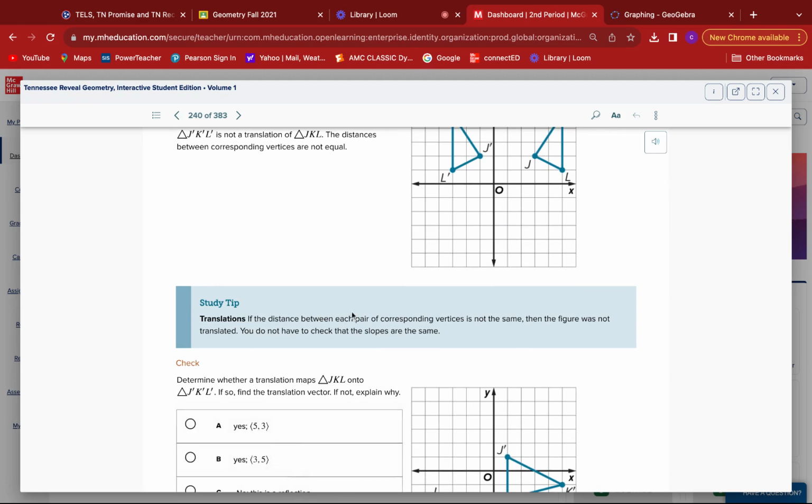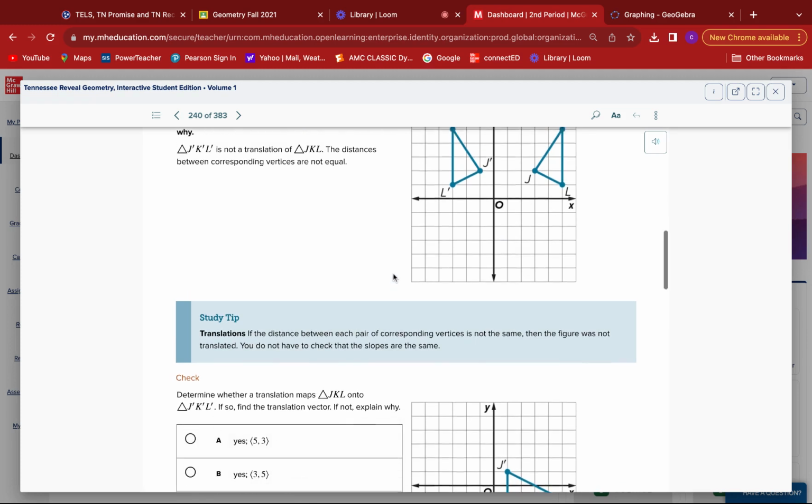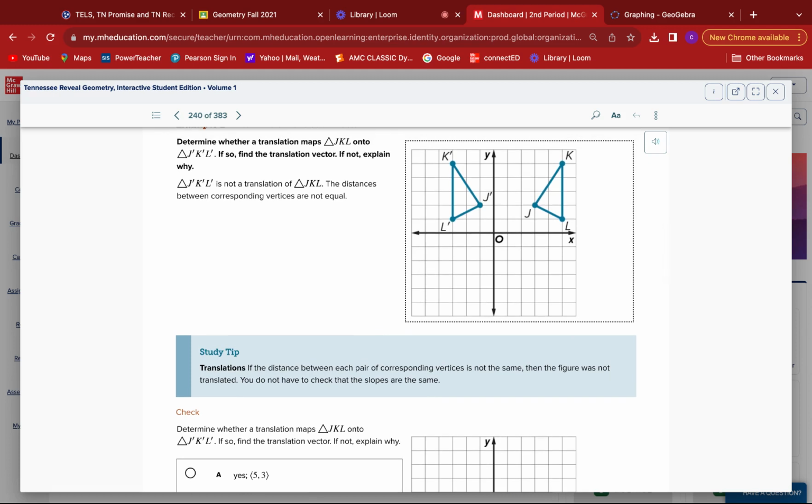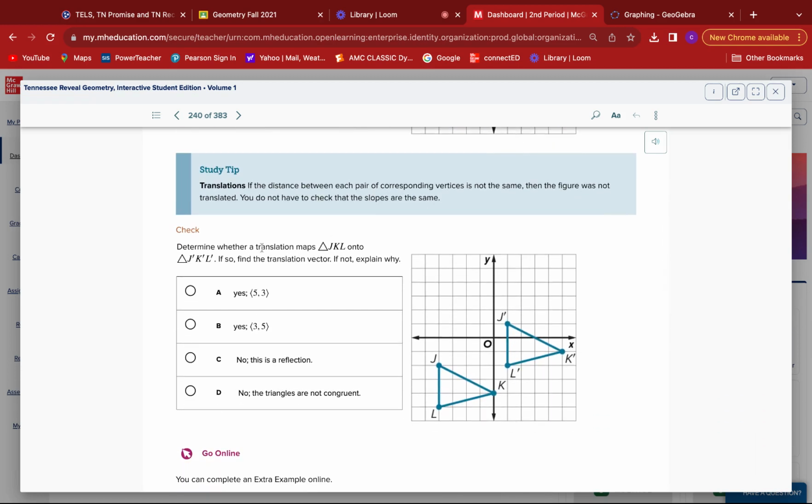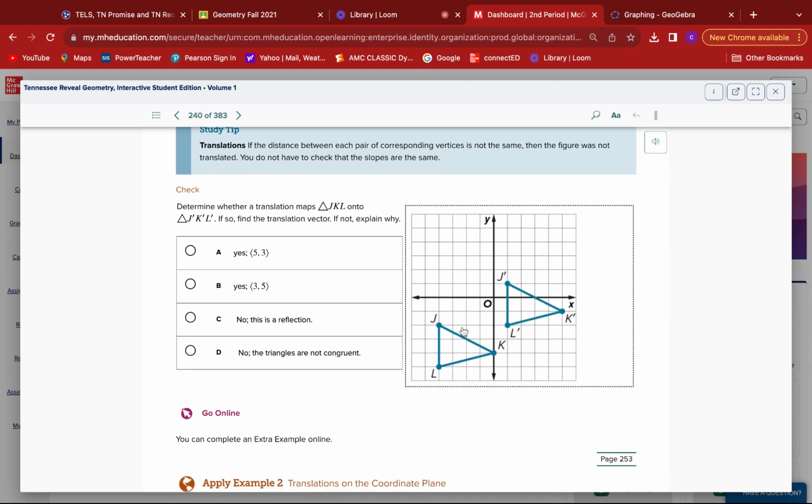So a translation is the distance between each pair of corresponding vertices. It has to be the exact same for all 3 sets: J to J prime, L to L prime, and K to K prime. All right, if it's not a translation, nope. Move on. All right, turning to the translation of JKL. So this is my pre-image, this triangle JKL, to the primes, J prime, K prime, L prime. If so, find the translation vector. If not, explain why. All right, so I'm going to start always with your pre-image and go to your image.